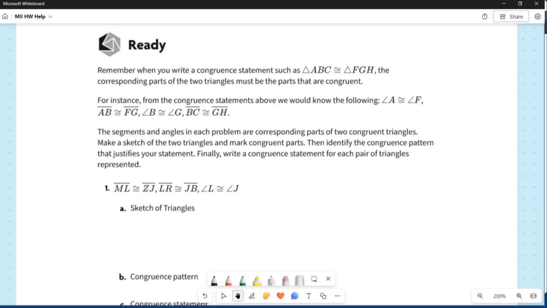The segments and angles in each problem are corresponding parts of two congruent triangles. Make a sketch of the two triangles and mark congruent parts. Then identify the congruence pattern that justifies your statement. Finally, write a congruent statement for each pair of triangles represented.